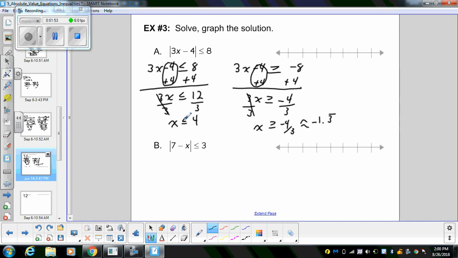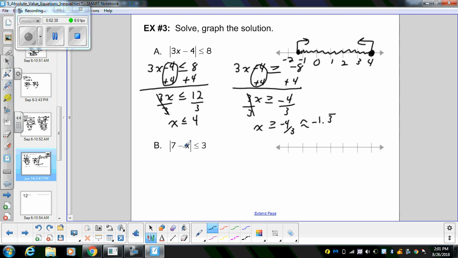Alright, so when I deal with x is less than or equal to 4, I'm going to come over here to 4. So let's say this is 0. So this is negative 1, negative 2, 1, 2, 3, 4. I'm going to 4. It has a line underneath it, so it gets a closed circle. And I see it's pointing to the left. I come over here and I do negative 1.3, which is going to be about right here. It's a closed circle because of the line underneath it, and I see it's pointing to the right. So you'll see, because it's a less than sign, I'm going to shade in between my two numbers.